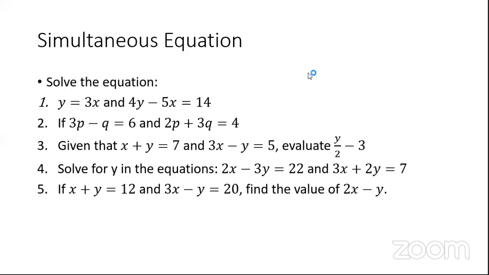Okay, so those are some of the questions that we just need to look at. I think with what I've done so far, let me just treat one again. Now look at this: if 3p minus q equals 6, and 2p plus 3q equals 4, find the value of p and q.